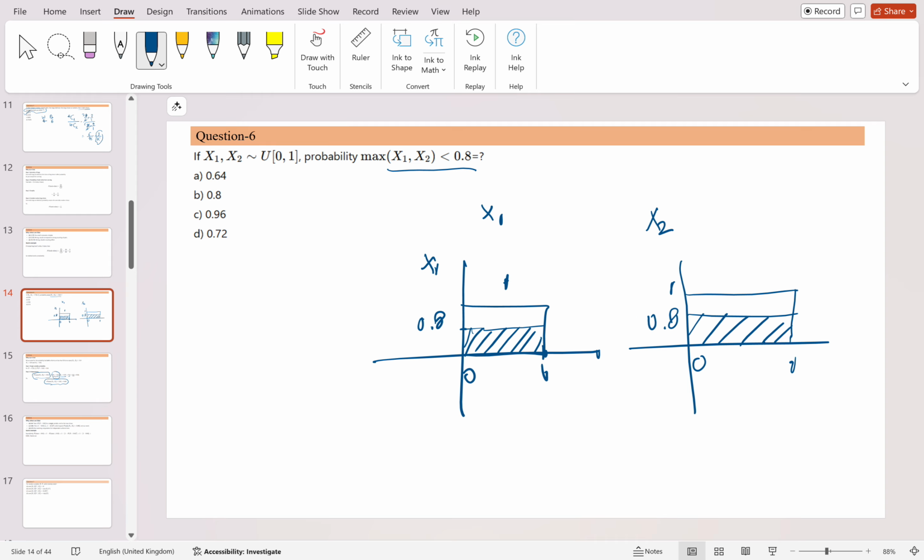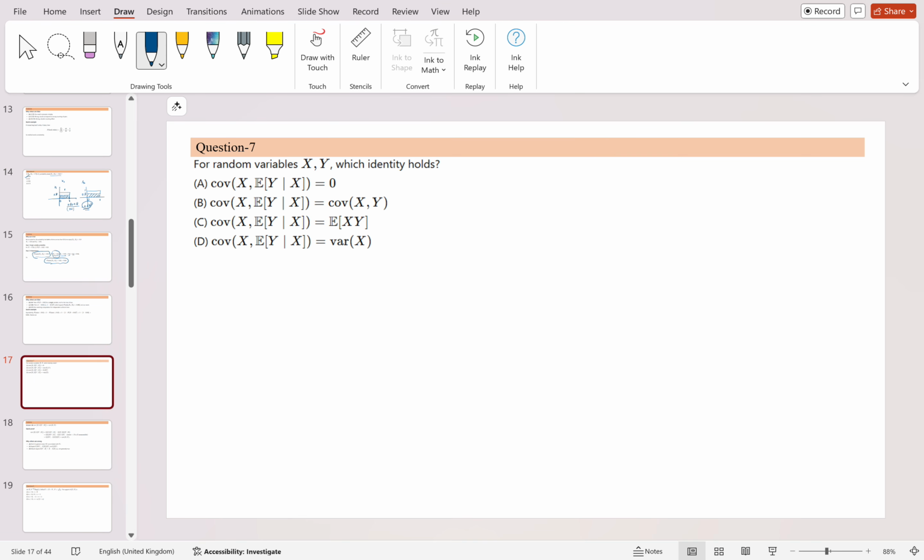So you simplify when you say the area is x1, x2. They are independent events, so you can multiply. So this is 0.8 times 0.8, and the overall area is 1 cross 1 only. So this is 0.64. The correct option is A. Let's move forward. Try to solve this problem.